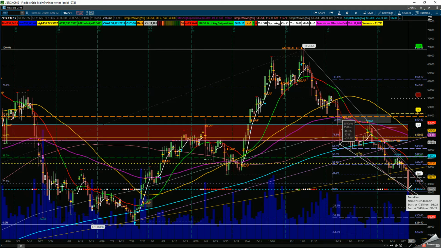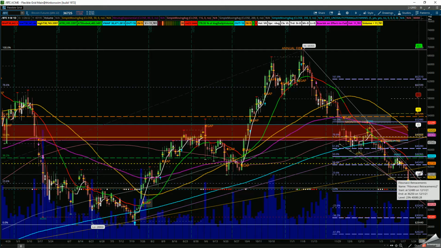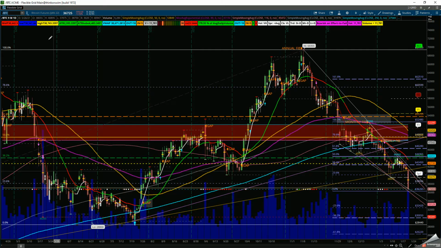Does this channel hold it to give you support, or does it fall to fill this gap, come back to the 23, the 38, 50, and eventually the 61.8 to find better support and go back up? If this finds support here and reverses back and clears this down channel trend, then things would change in BTC.